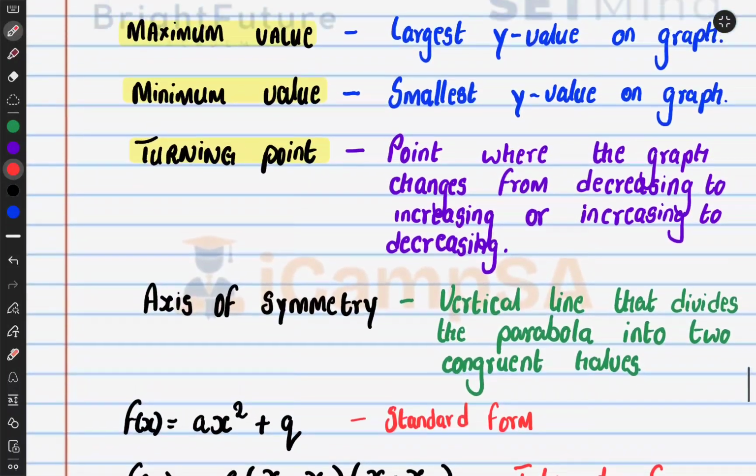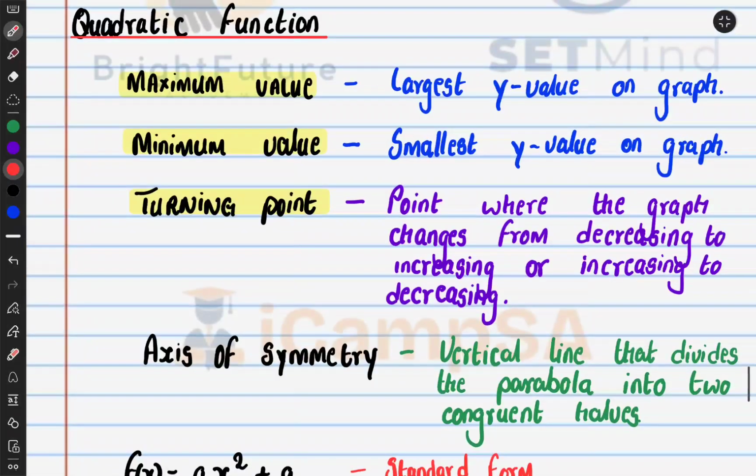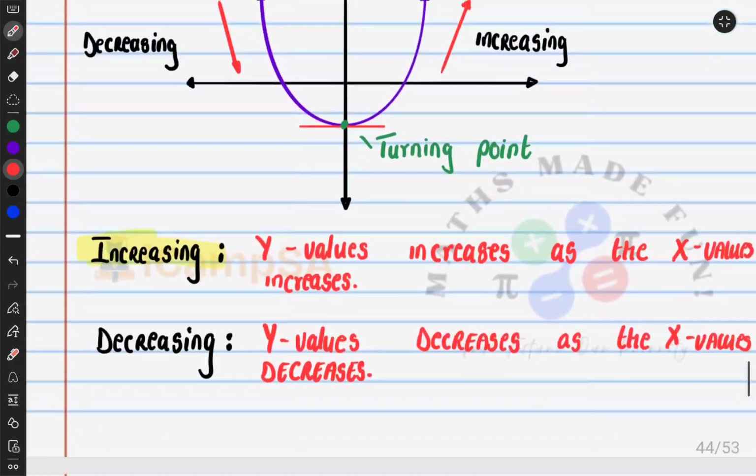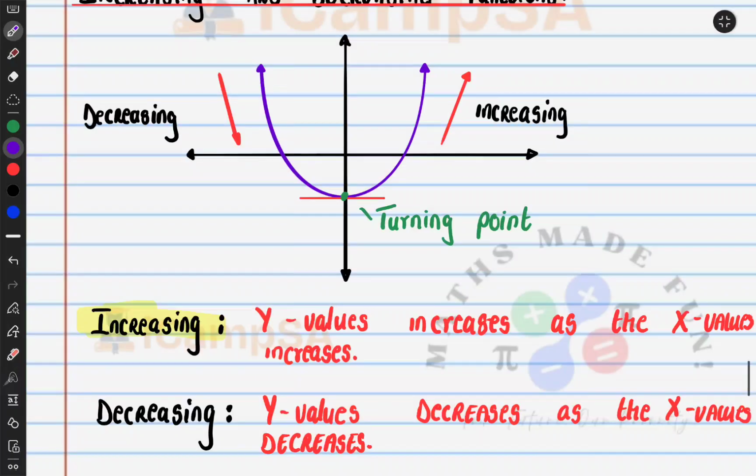And then next we have the axis of symmetry. So axis of symmetry is just a vertical line that divides the parabola into two congruent halves. So for this function, the axis of symmetry will be the y-axis, basically the y-axis. That will be the axis of symmetry. Because once you have that vertical line there, this half of the function is actually a mirror half of this function.